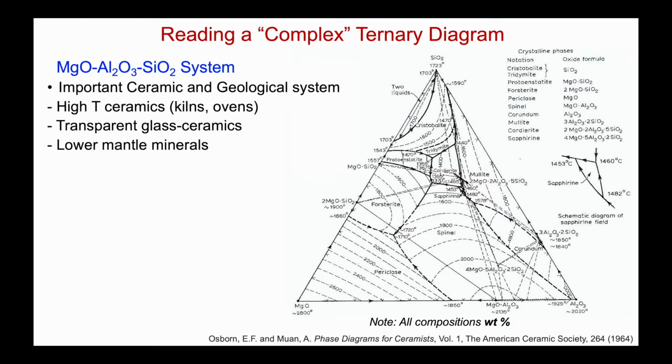Compositions within this system are important for many reasons. They're important to geologists looking at mineralogical systems, and also many of the compounds in the system have important applications as high-temperature ceramics. For example, as structural ceramics in kilns and ovens. Also, compositions in this system form transparent glass ceramics. And as I mentioned, from a geologist's point of view, they constitute many of the lower mantle minerals. Understanding the melting behavior and crystallization paths in this system, therefore, is very important.